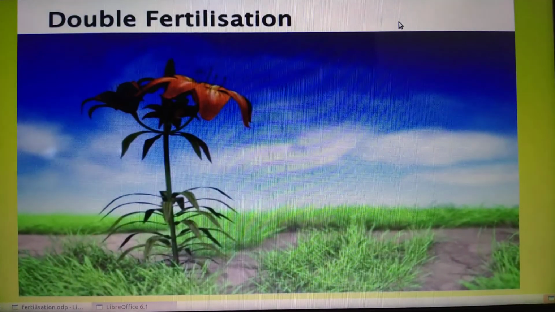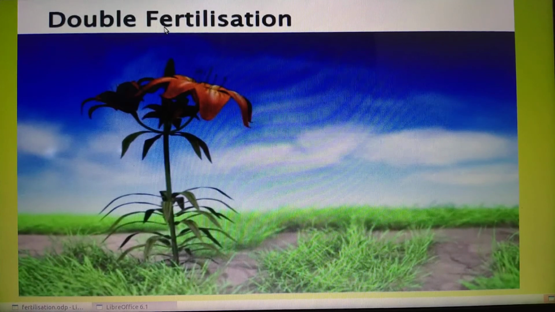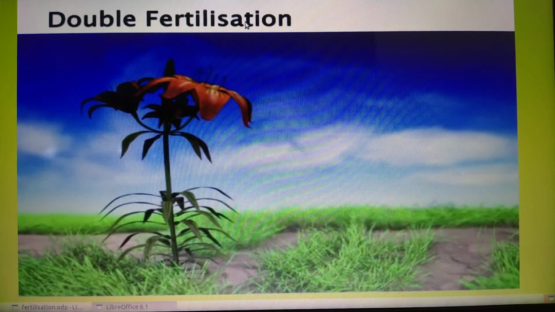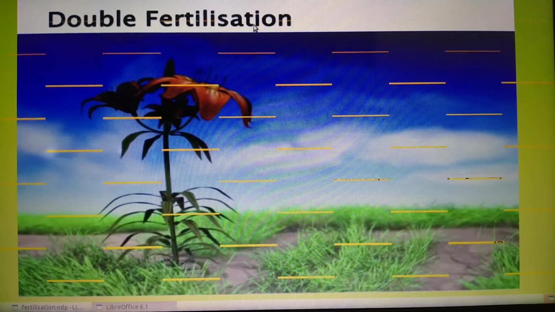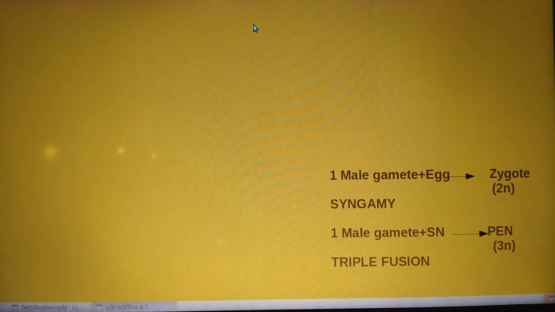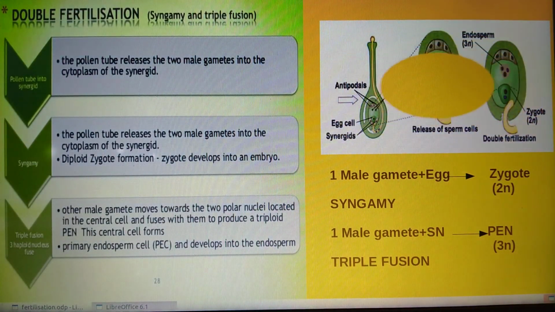Today, I am going to talk about an important process, that is fertilization. As you know, fertilization is the most important event in all types of sexually reproducing organisms. Double fertilization is the unique event in flowering plants or angiosperms. Today we are going to discuss in detail the various steps in double fertilization of angiosperms.